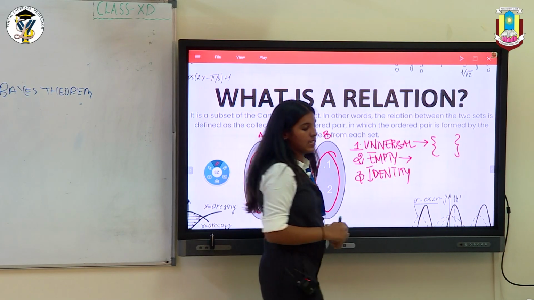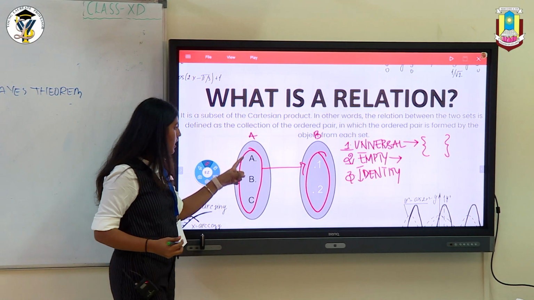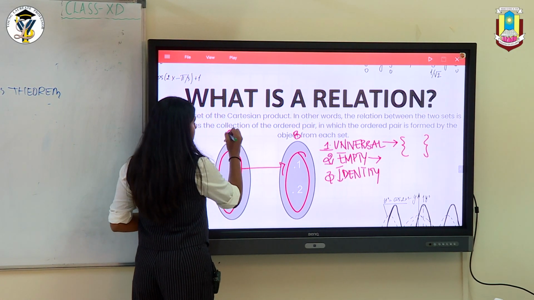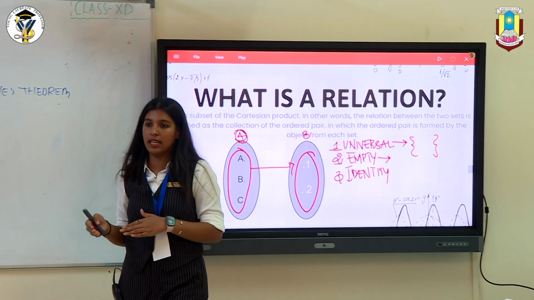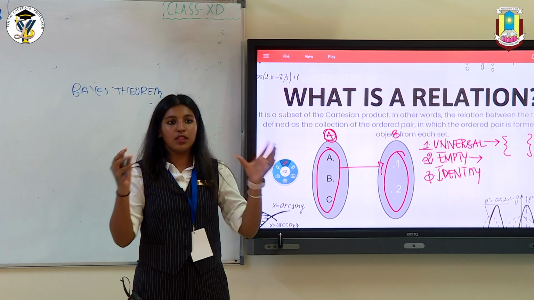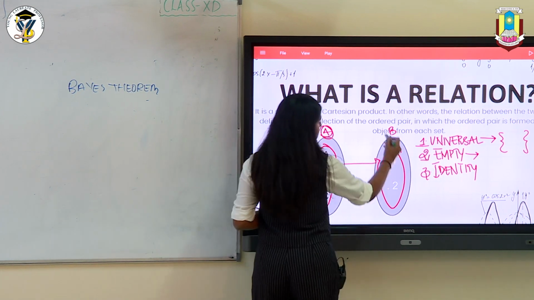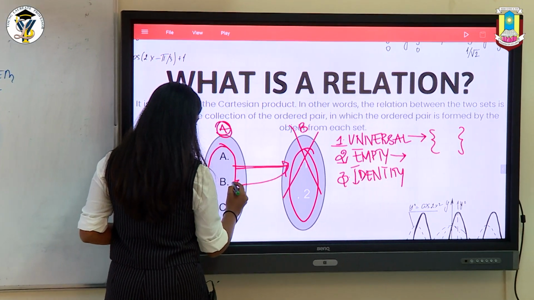Next is an identity relation. Identity relation is in which it will be on A. Relation on set A. What does it mean, relation on set A? Relation on set A means that the relation is from set A to set A. Both the sets will be the same. Then this B set will not exist. It will be from A to A.